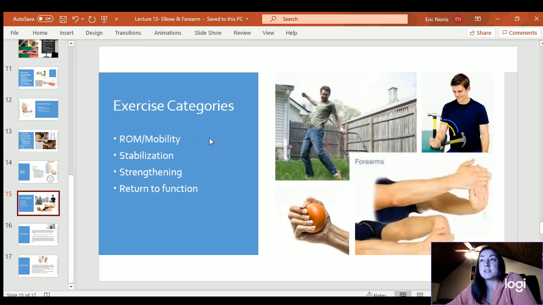Categories of exercise: there's range of motion and mobility. Mainly we just have flexion and extension at the elbow, but forearm pronation and supination can go into the category of elbow movement. So getting those motions back. Stabilization: a lot of times we'll work on holding objects like a hammer, and you can do active assistive range of motion with that, or you could do strengthening with it. You can allow the weight of the hammer to pull you into a greater motion, or you could fight against the weight of the hammer in order to strengthen.